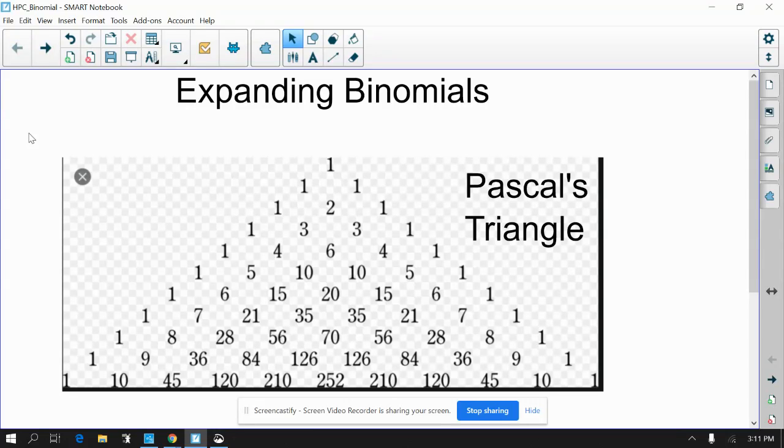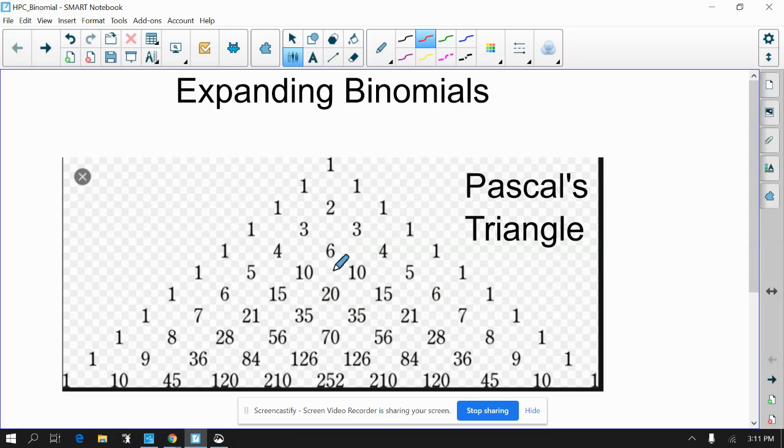Hello, everybody. So we are starting our last unit before semester one ends, and it's a short one, just like conic sections was short. And we're going to start off with expanding binomials using something called Pascal's triangle. So here's Pascal's triangle, and it's a work of art. And if you like numbers, you're going to love this. But even if you don't like numbers, I can convince you to appreciate this at some level.